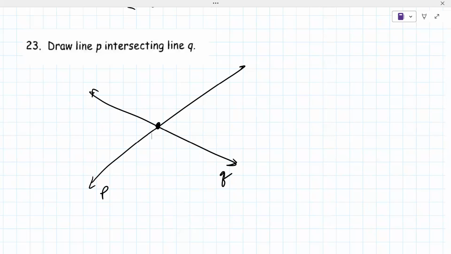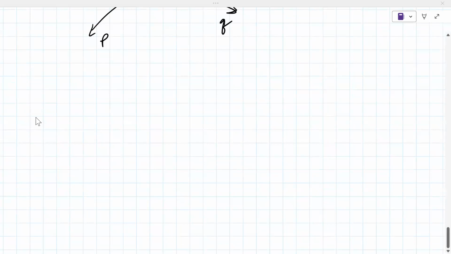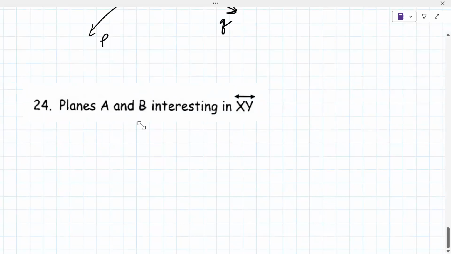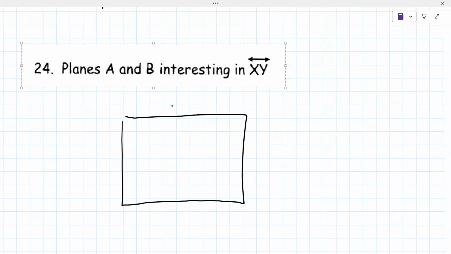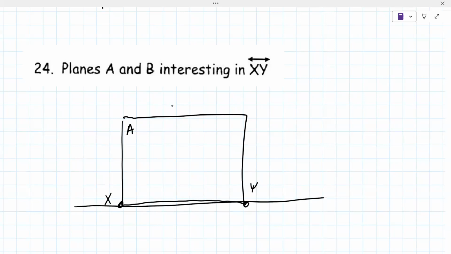All right, so 24 says planes A and B intersecting in line XY. This is a little bit harder to draw, but think of walls. Think of like there's a wall. You're probably looking at a wall, or there's a wall behind you. Call that A. And then down here at the bottom, we're going to call this X and Y. And there's a line along the bottom there, XY. Can you visualize that?